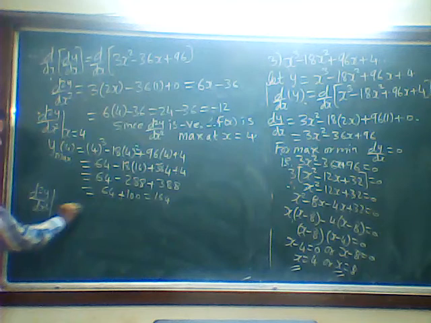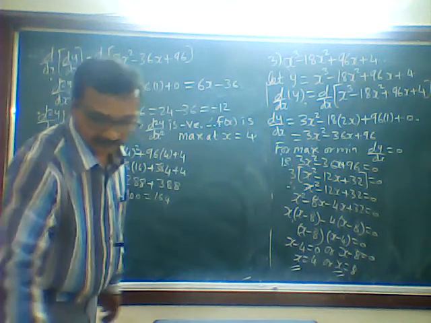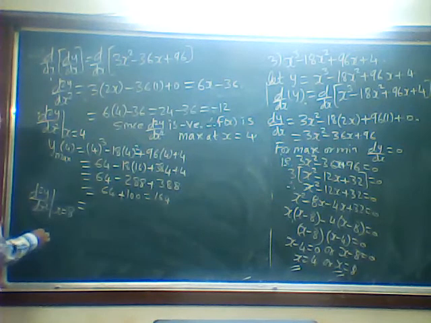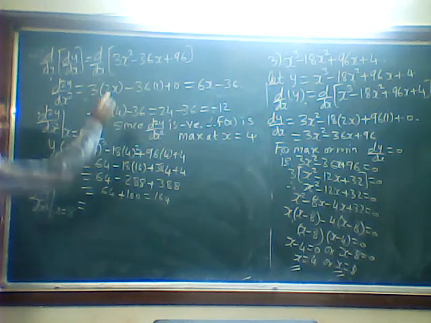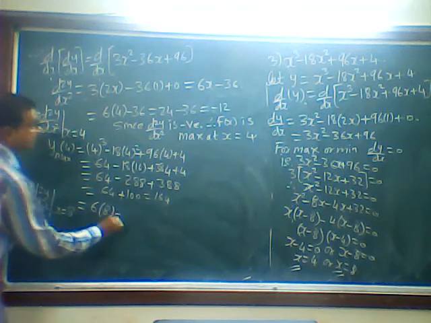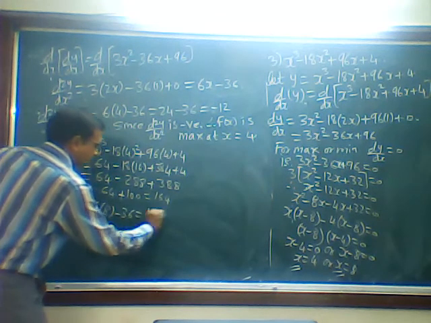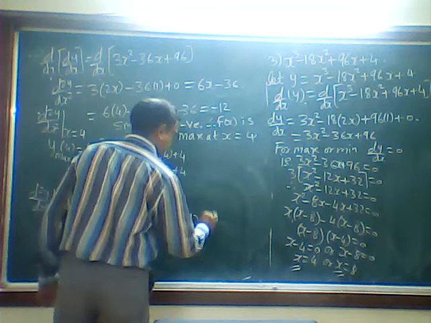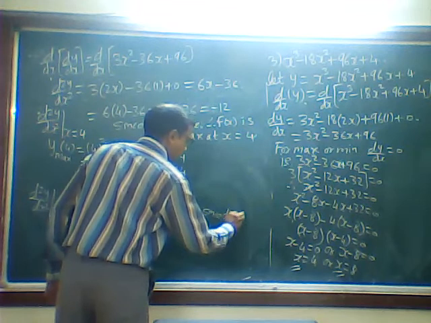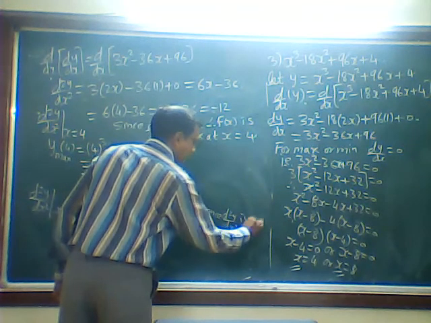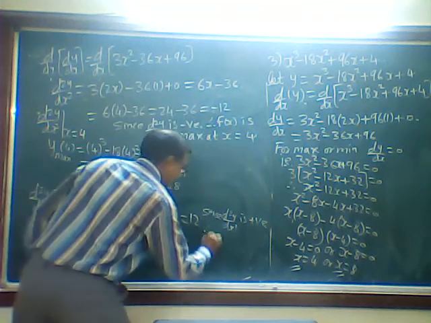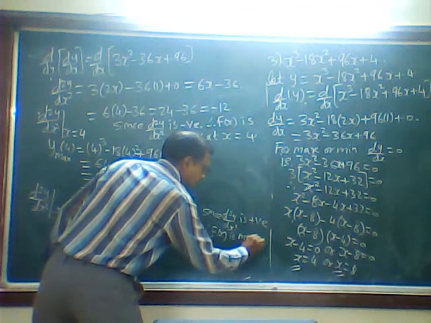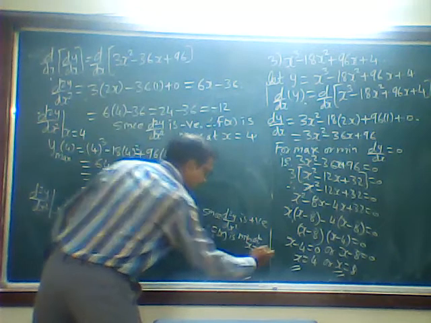Next, we will find out d square y by dx square at x is equal to 8. So 6 into what I got? 6 into 8 minus 36. So 6 8s are 48 minus 36, 12. So I'll say since d square y by dx square is positive, okay, therefore f of x is minimum at x is equal to 8.